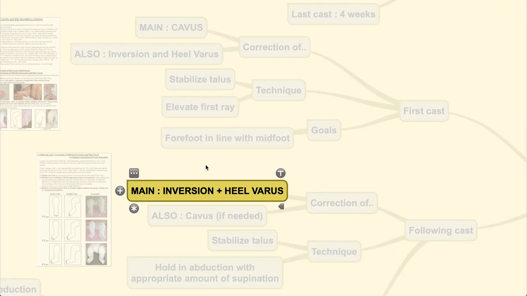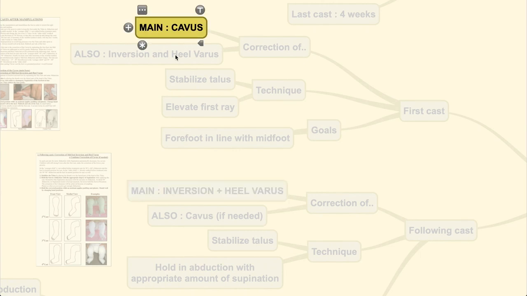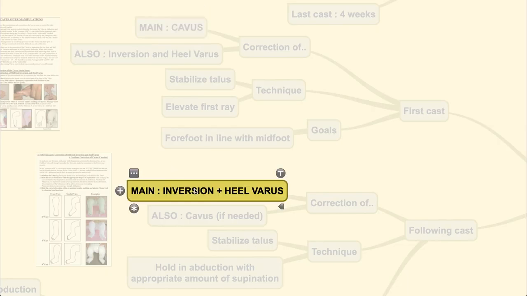Actually, when you read most books, they will not put it this way, because the correction of the CTEV case starts indeed with the cavus, but the adduction and varus, or in this case inversion, are corrected simultaneously. You do not correct them one by one. You do that by rotating the whole foot outwards in an abduction motion.